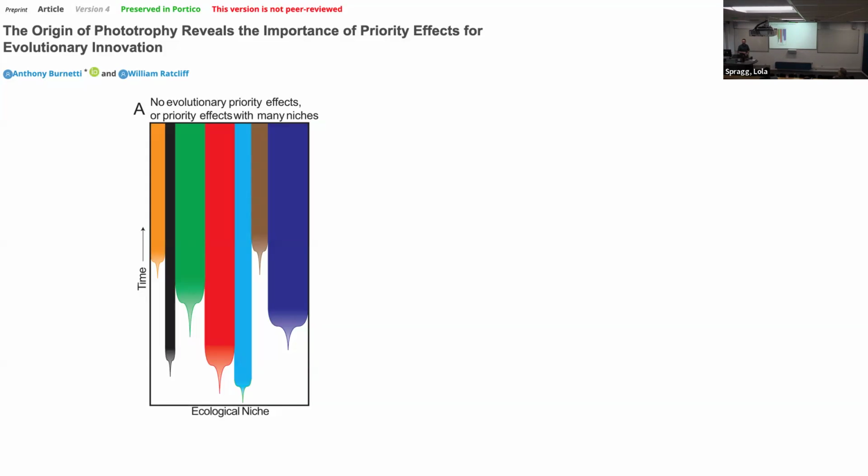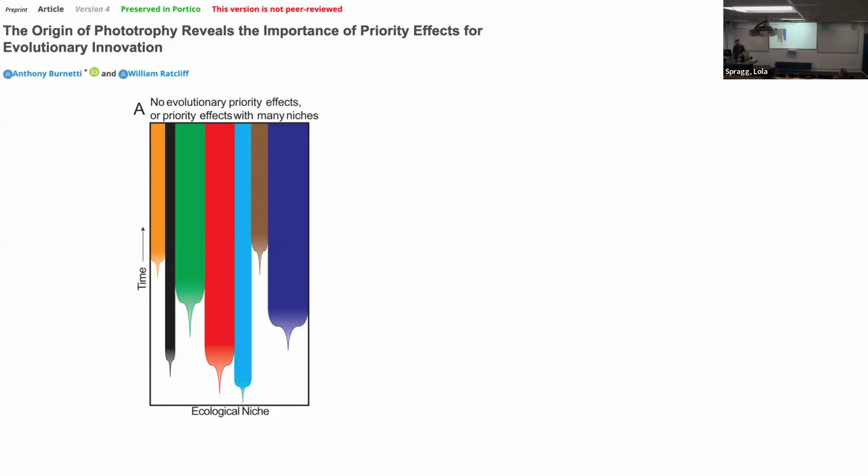This has been modeled by Tony Bernetti and Will Ratcliffe at Georgia Tech. So they imagined, this is the pattern you get when there are no evolutionary priority effects, or priority effects with many niches. Like the fact that bats were still able to evolve flight even though birds were around. So it's not like birds completely occupied the niche that flying vertebrates fill. This is what you would get when many different lineages can occupy the same niche and they don't outcompete each other.